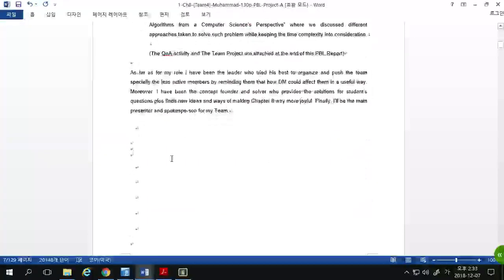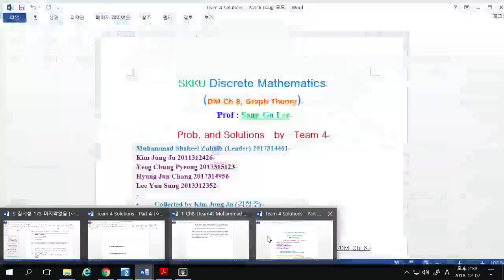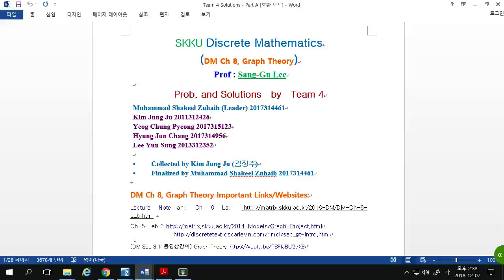I will now go to the group project because I don't have a lot of time. For the group project, we are team number 4, as I mentioned earlier, and my team consists of me, Mr. Kim Jong-ju, Mr. Chung, Mr. Hyung, and Mr. Lee. The most important thing in the overall project is that the questions were collected by Mr. Kim Jong-ju, and they were finalized and redefined by me.